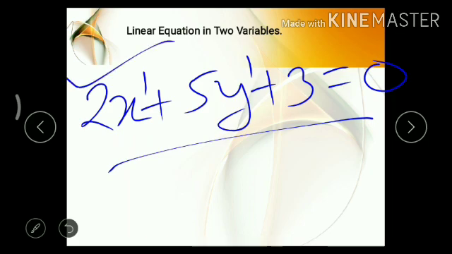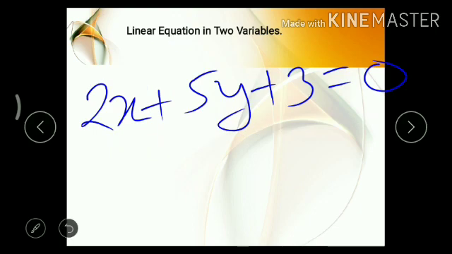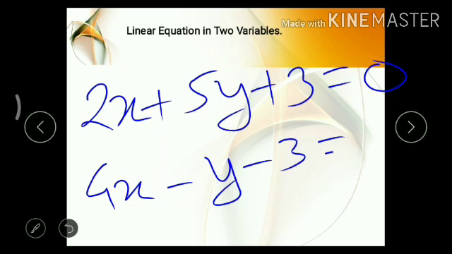Okay, and let's take another example. 4x - y - 3. Now here you can see x has power 1, y has power 1, so this is also a linear equation in two variables. Which are the variables? x and y.